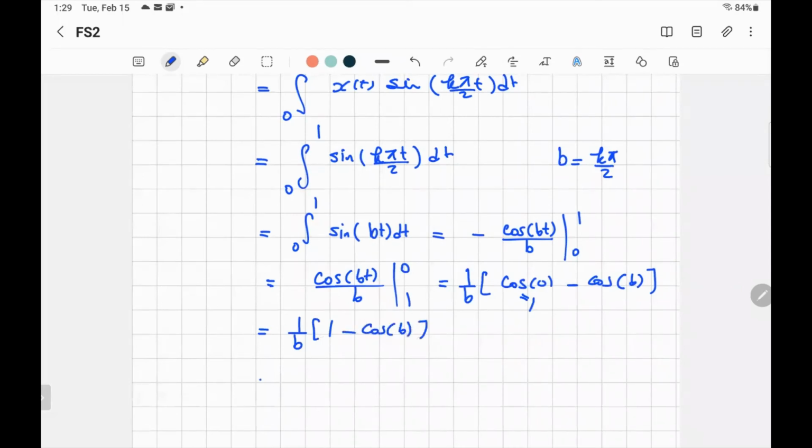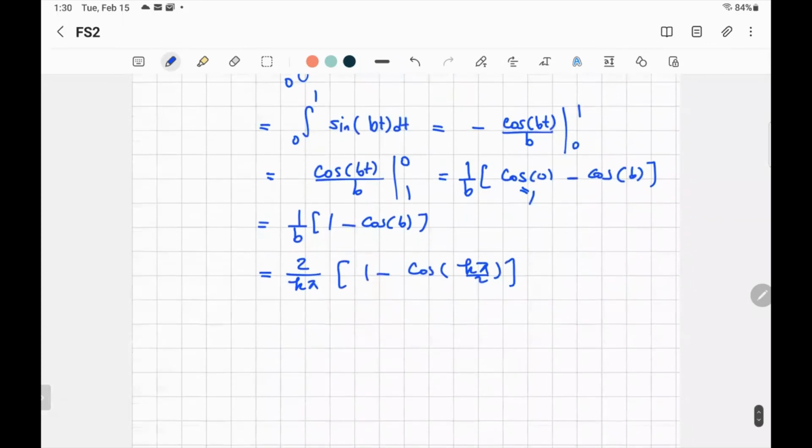Now I will substitute b equal to k pi over 2. That will be 2 over k pi, times 1 minus cosine k pi over 2. And again, the value of k is very important. If k is equal to 1, what do you get? If k is equal to 1, that's b1.